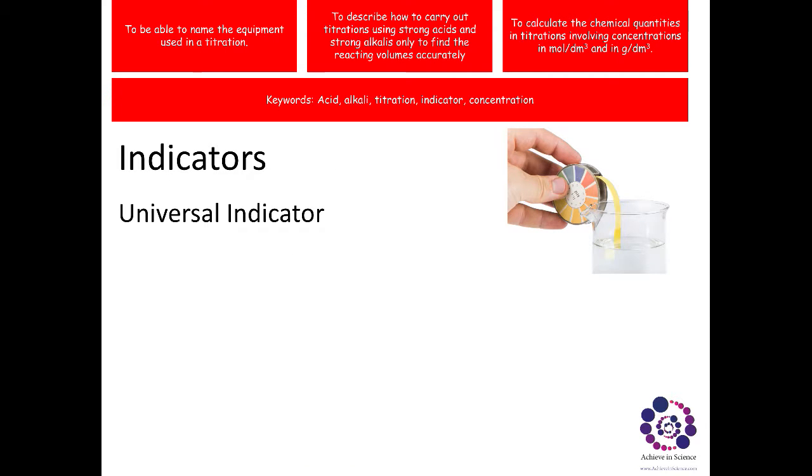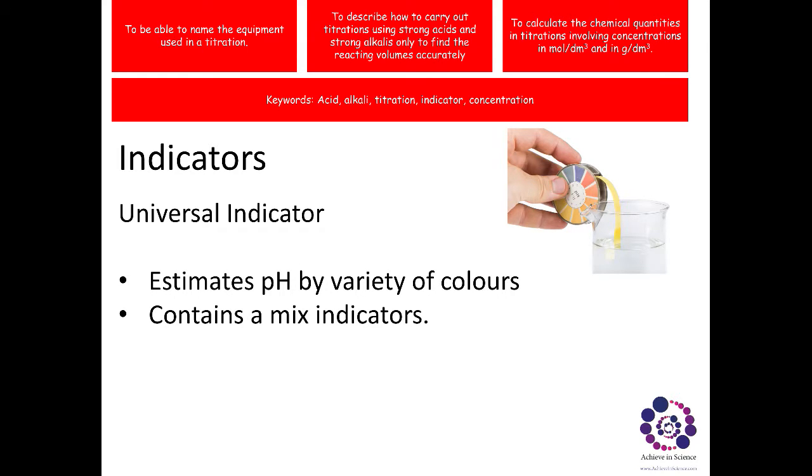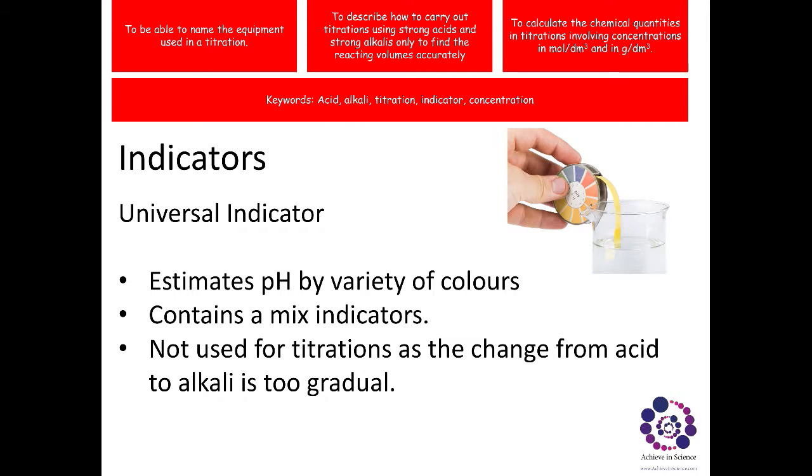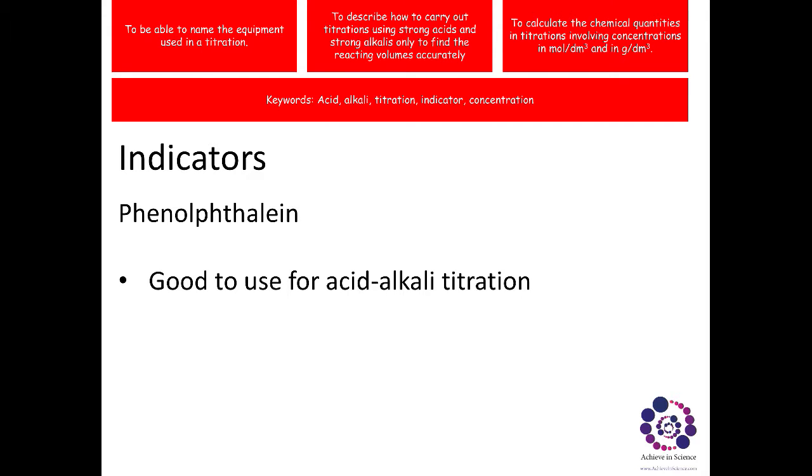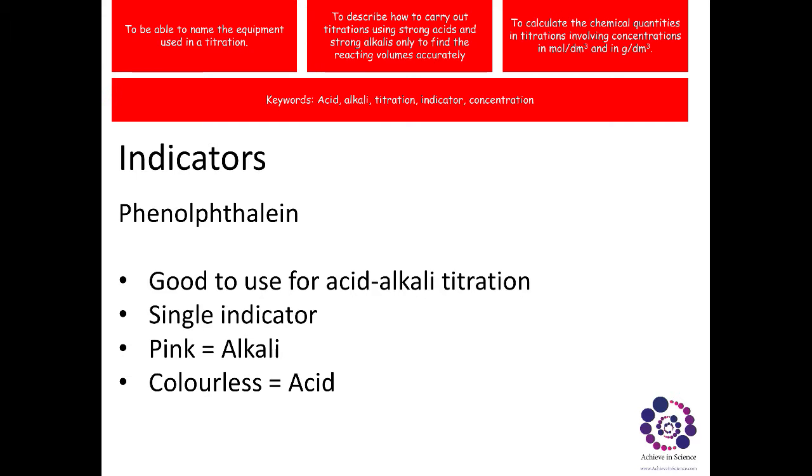An indicator could be a universal indicator, which estimates the pH by a variety of colours, as it contains a mix of indicators. It is not used though generally in titrations, as the change from acid to alkali is too gradual. The indicators that you tend to use, therefore, are phenolphthalein, which is good to use for an acid to alkali titration, as it is a single indicator. It is pink when in an alkali and colourless when in an acid.